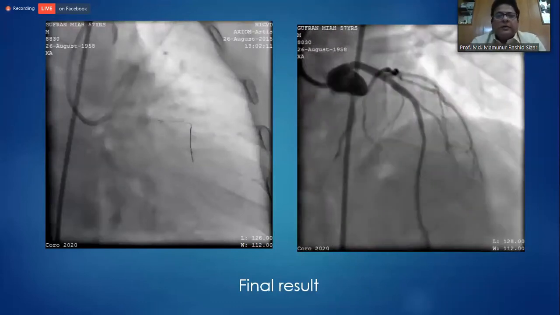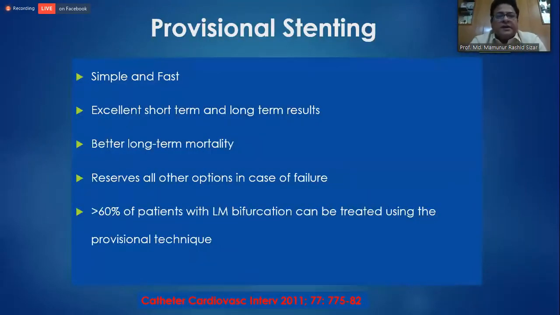It is simple. Provisional stenting is simple and fast, with excellent short-term and long-term results and better long-term mortality, and it reserves all other options in case of failure. More than 60% of patients with left main bifurcation can be treated using the provisional technique.